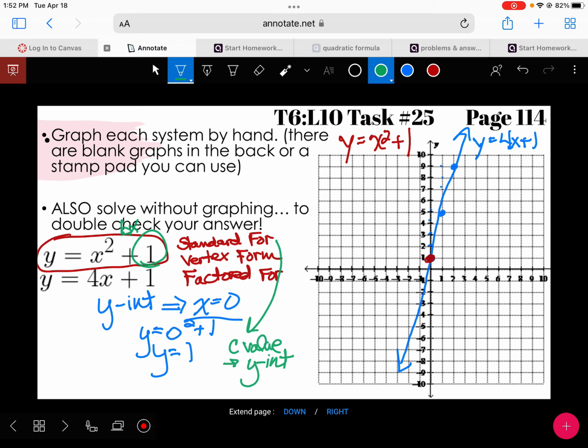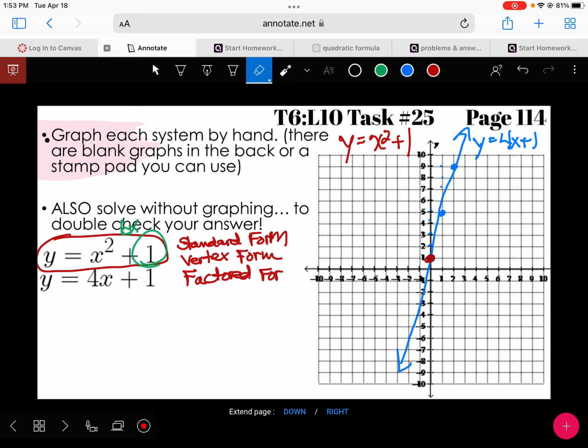How could I change this from standard form into either vertex form or factored form? Actually, vertex form isn't going to be very helpful. How could I change it to factored form? Because you're going to have to know how to do that on the test. How to change from one form to another. So how would I change this from standard form to factored form? How do you factor? You've done that before.